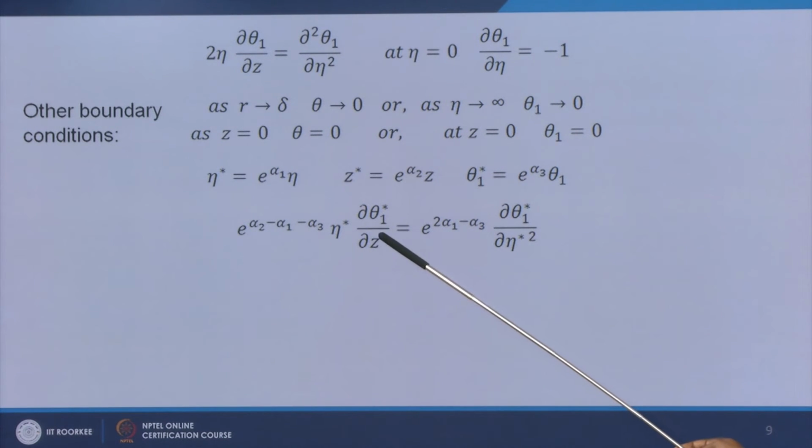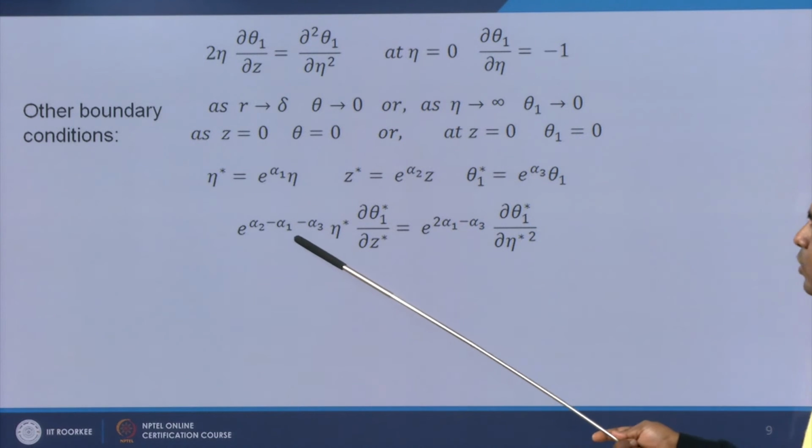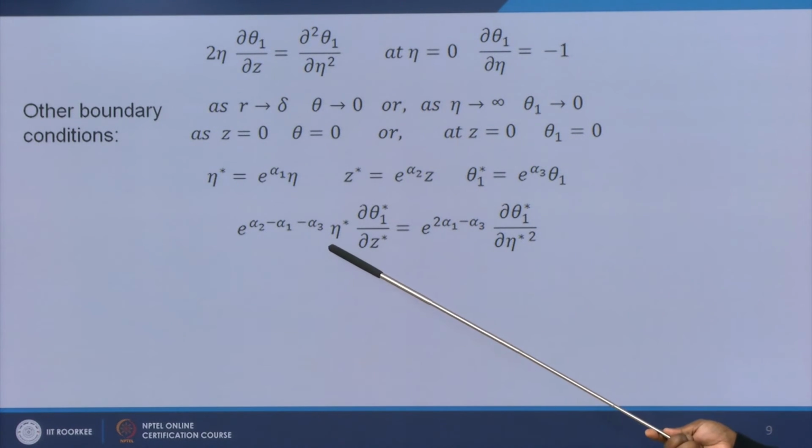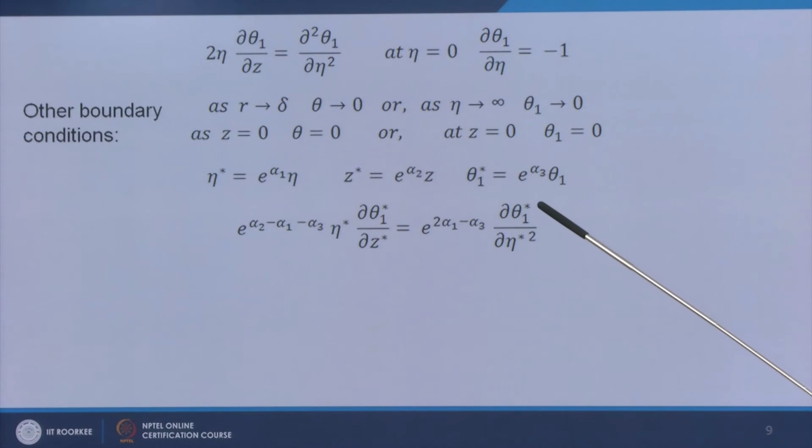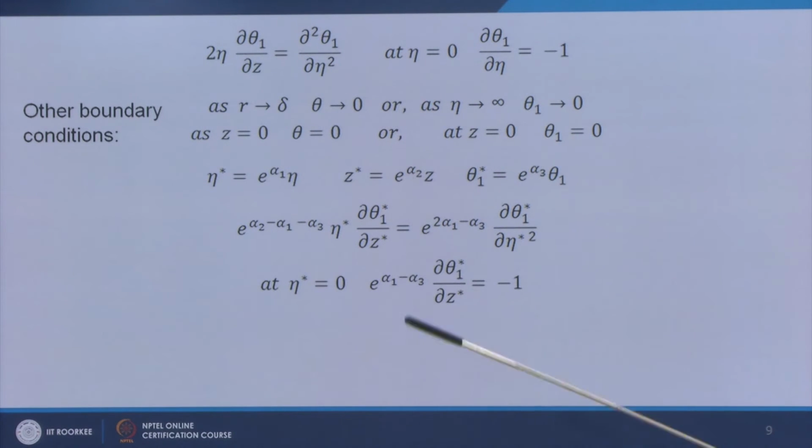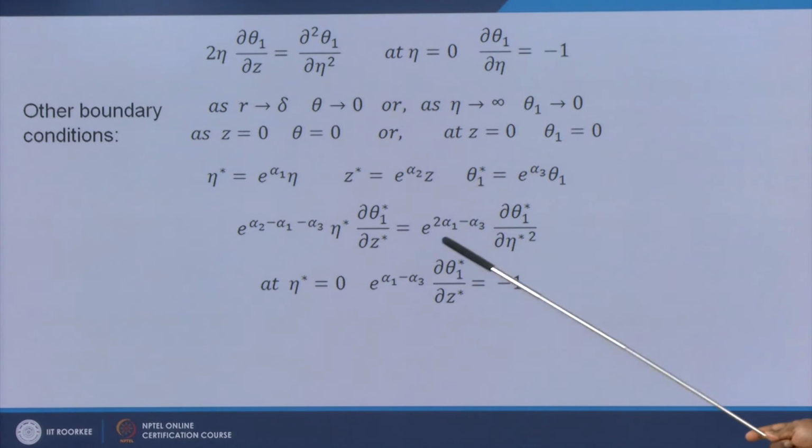So, here on the left hand side, as we have eta, theta 1 and z, we get e to the power alpha 2 minus alpha 1 minus alpha 3 on the convection side. On the conduction side, we have del square theta 1 by del eta square. So, it becomes del square theta 1 star by del eta star square, and it releases e to the power 2 alpha 1 minus alpha 3. Then the very important boundary condition, at eta star equals to 0, becomes e to the power alpha 1 minus alpha 3 into del theta 1 star by del eta star equals to minus 1.